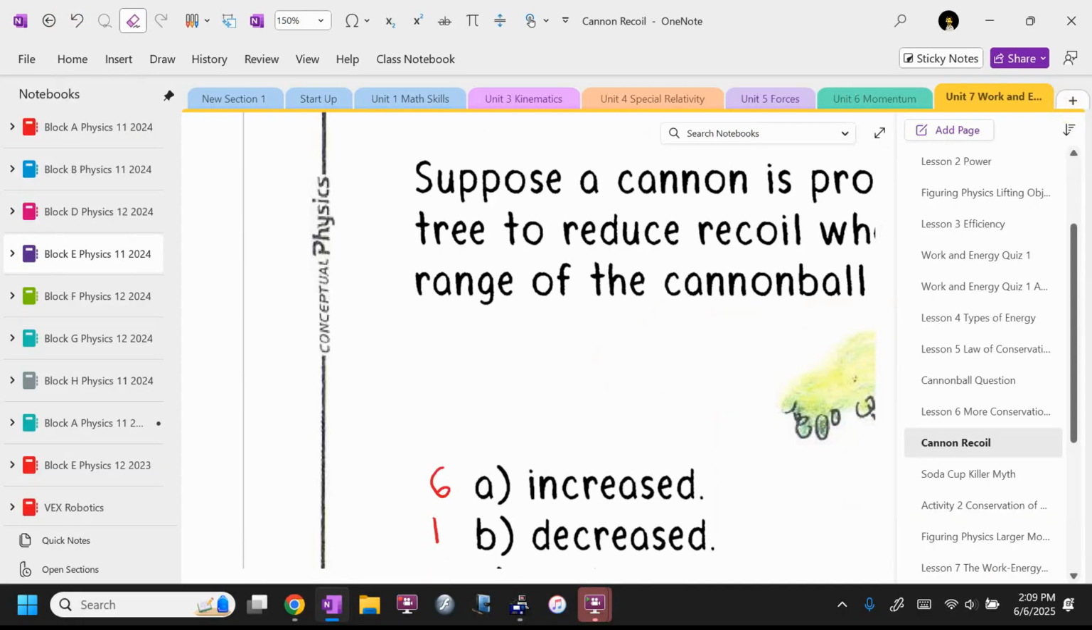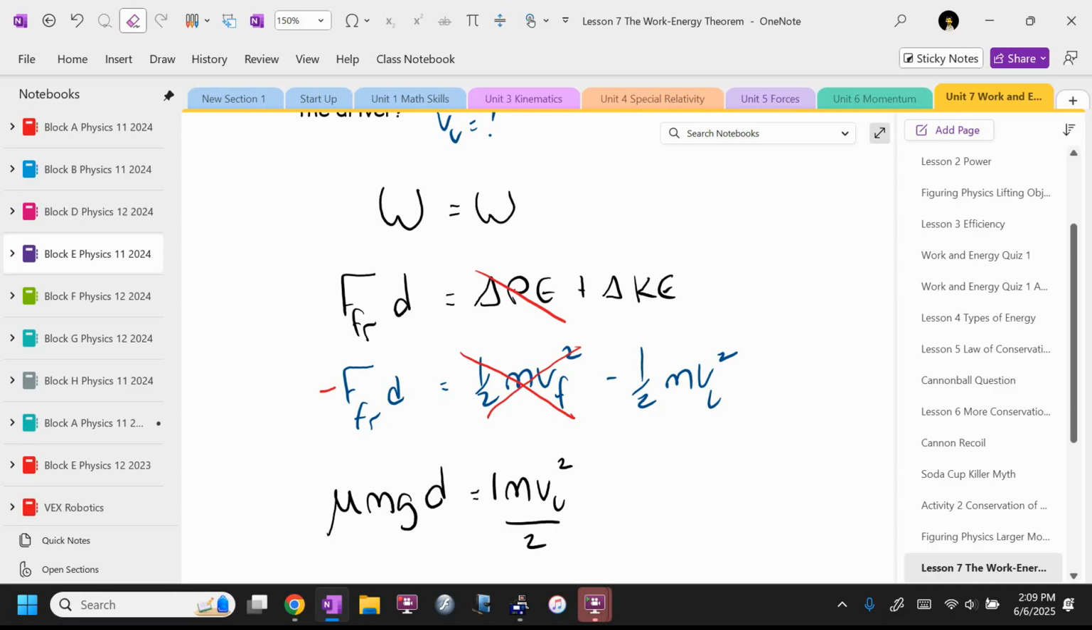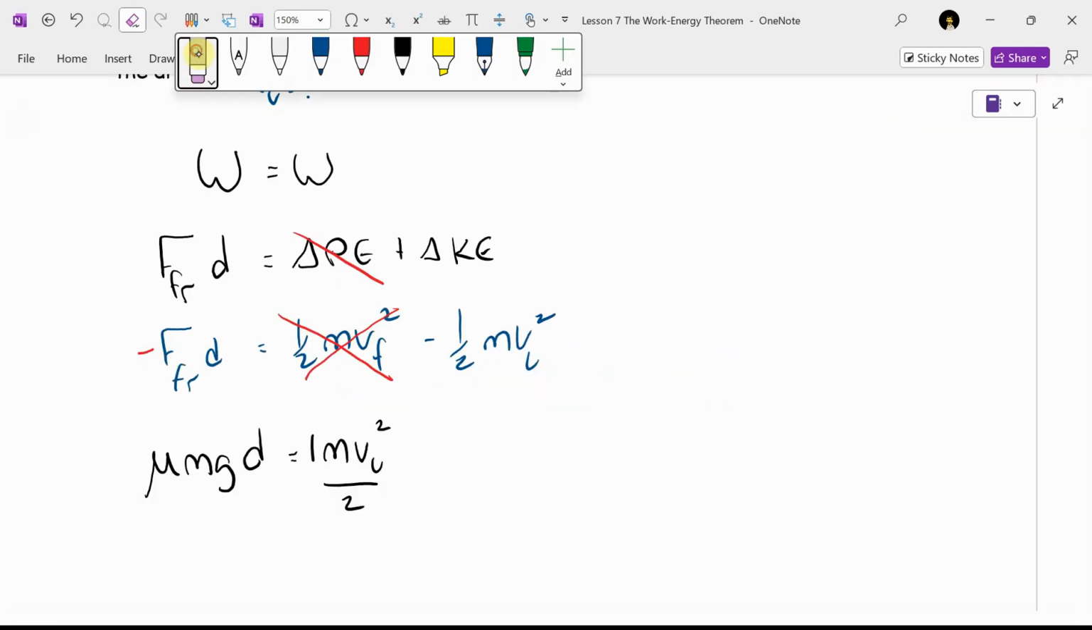I'm not going to bother putting the 1 because I'm getting towards the end of this. So let me erase that 1.